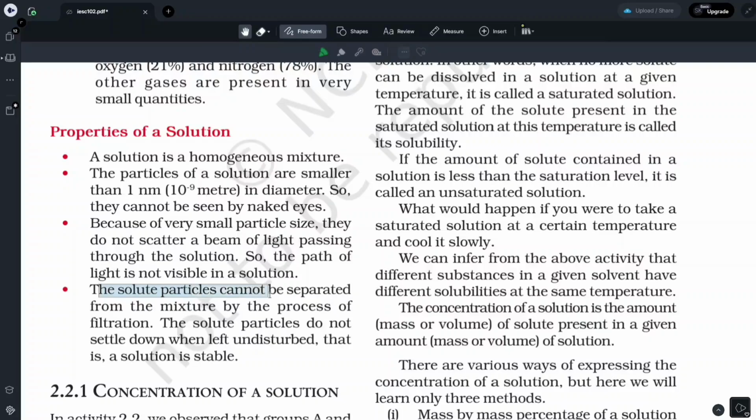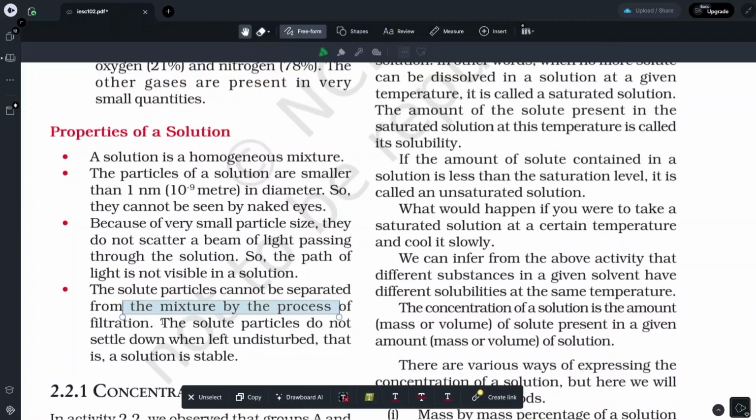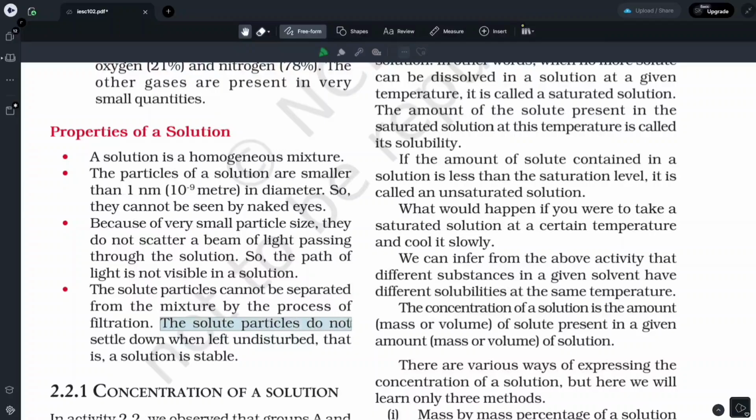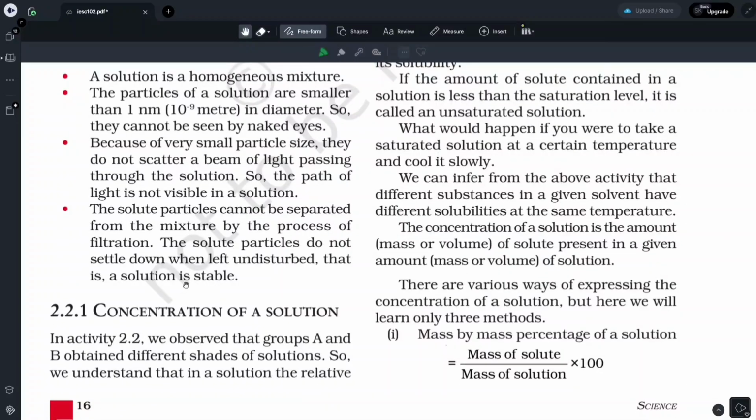The solute particles cannot be separated from the mixture by the process of filtration. The solute particles do not settle down when left undisturbed. That is, a solution is stable.